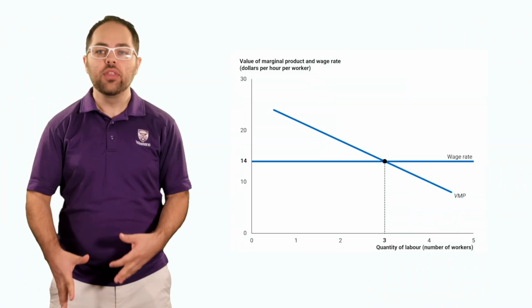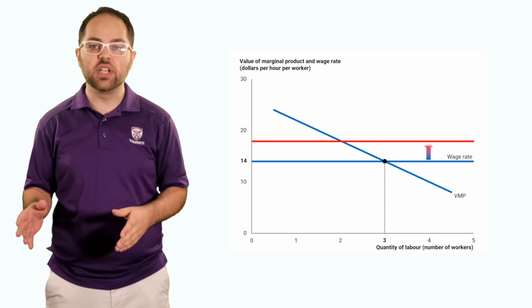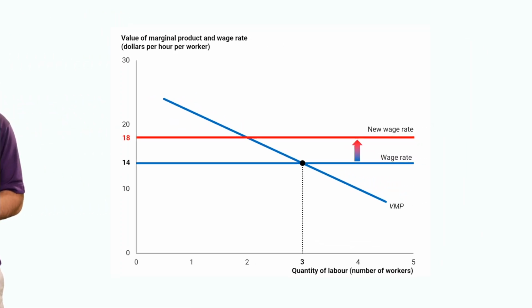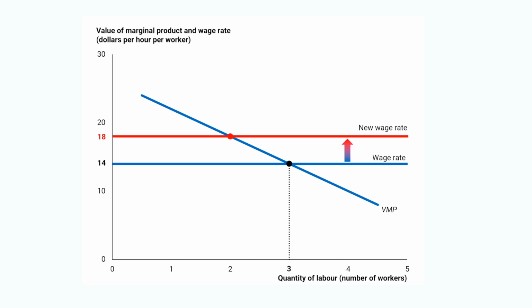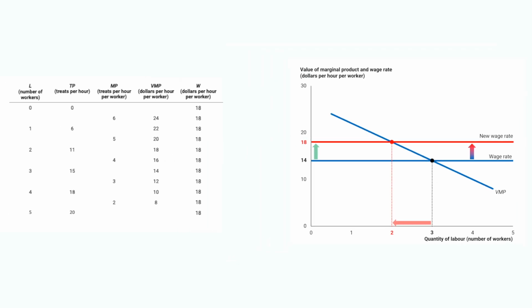On the graph, the market wage rate rises, so the wage line shifts upward from $14 an hour to $18 an hour. The new point of intersection indicates that 2 workers are hired at the new wage rate. The table and the graph lead to the same answer. So do you need to know both? Because you don't know which information you'll be given in the exam, it's best to be fluent in both approaches.